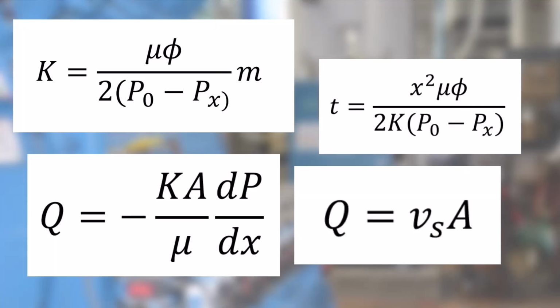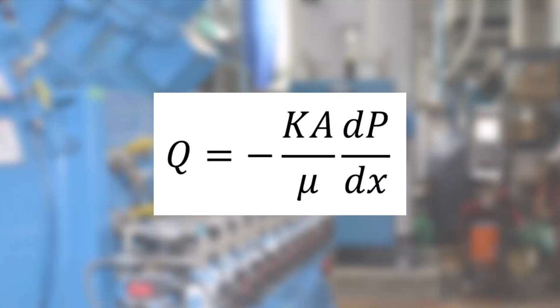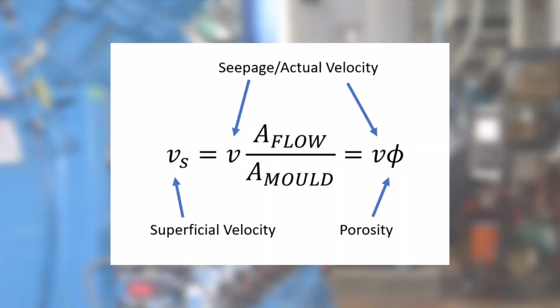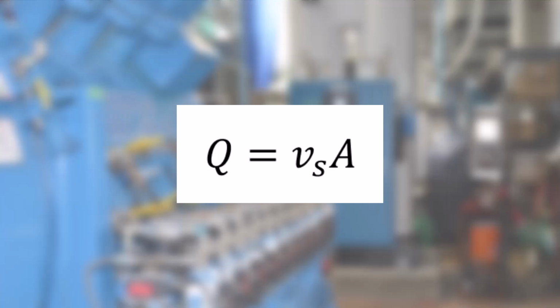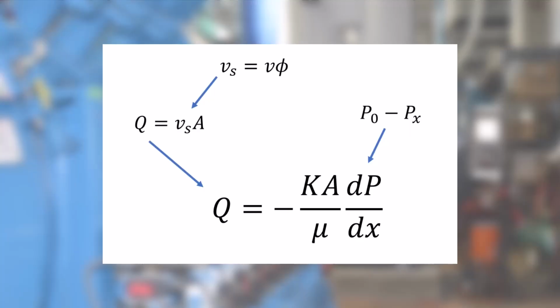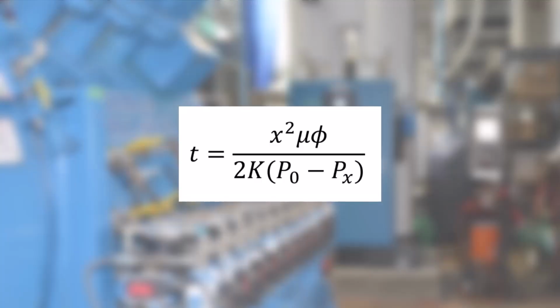Let's review the important equations and laws governing the vacuum infusion process. Flow through porous media is governed by Darcy's law. The equation is shown on screen. The superficial velocity measures the rate at which resin flows through the material, accounting for porosity. Shown on screen is the volume flow rate equation. By relating these three equations, we can derive the time to fill a rectangular laminate.